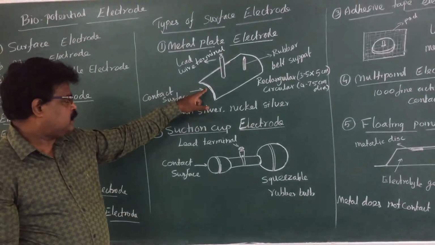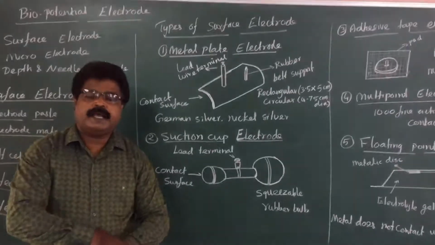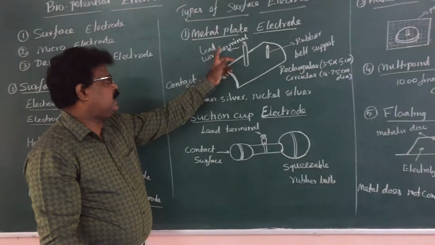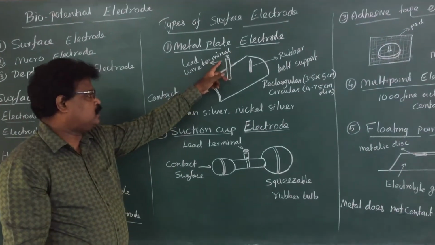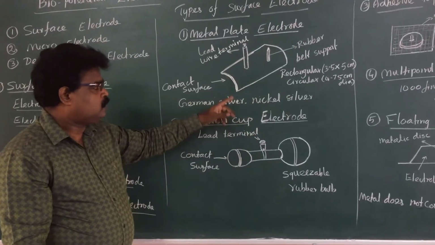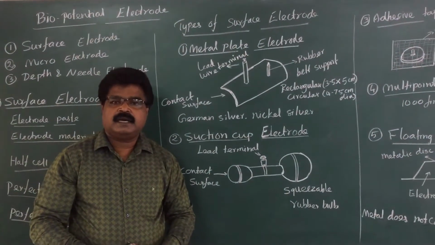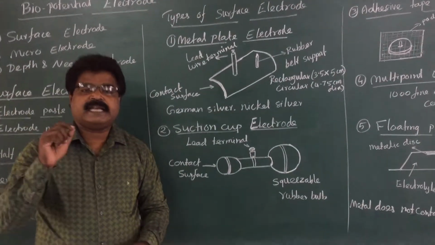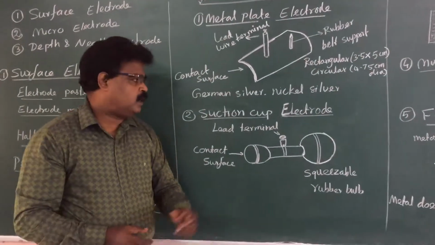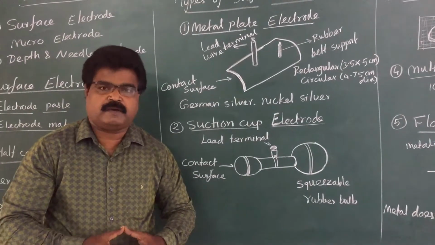So this portion is called the contact surface. This portion will contact the body skin. Here we can get the lead wire terminal, which means the electrical potential will be taken from this terminal. This will be made up of German silver, nickel silver, or nickel coated silver. So these metal plate electrodes are made up of German silver or nickel coated silver.